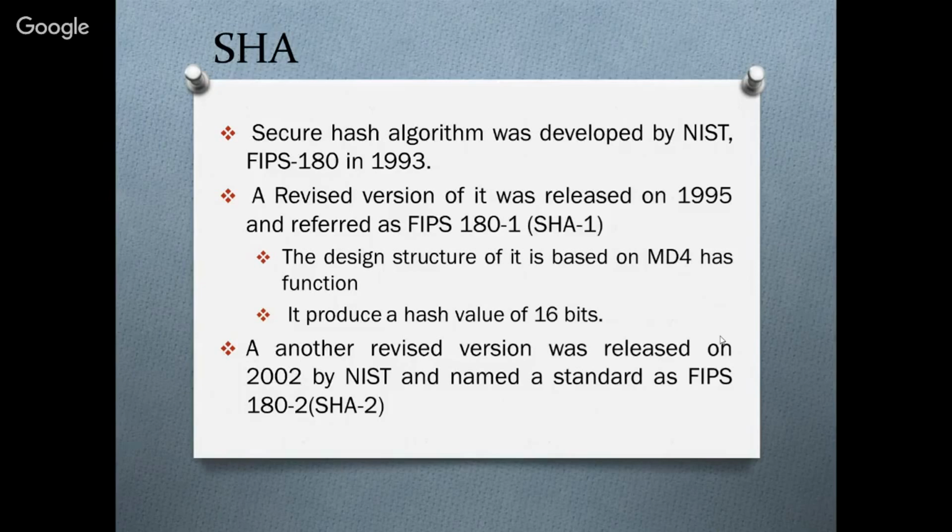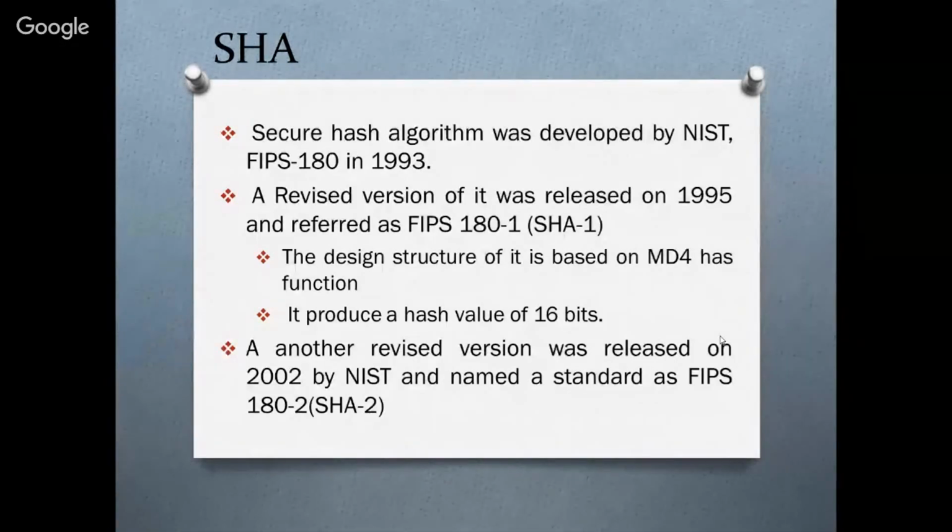Even in the SHA-1 algorithm, they found a weakness or some drawbacks. Another revised version was released in the year 2002 by NIST, and they named that standard FIPS 182, and they also renamed it SHA-2. This document is based on the hash function MD4, and its design is also closely related to MD4.